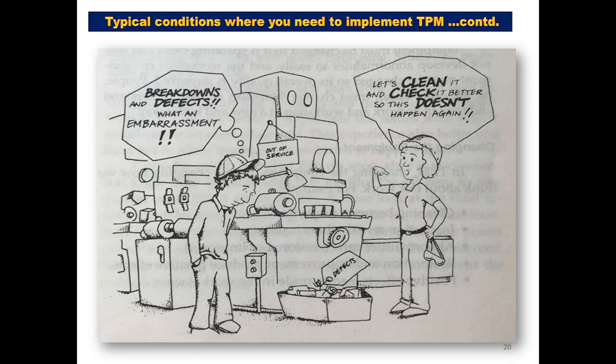This cartoon speaks about the embarrassment felt by the operator due to frequent breakdowns and quality defects in his ownership machine. His colleague consoles him and says, "Let's first clean the machine thoroughly, since cleaning is inspection, and inspect closely for any abnormalities in the machine and correct them early so that defects and breakdowns do not happen again." Here it is highlighted that cleaning should be done with meaning and purpose. That is, only during cleaning, the operator is near the equipment and he can identify abnormalities easily using his senses, like feeling with his hand for abnormal heat and vibration.